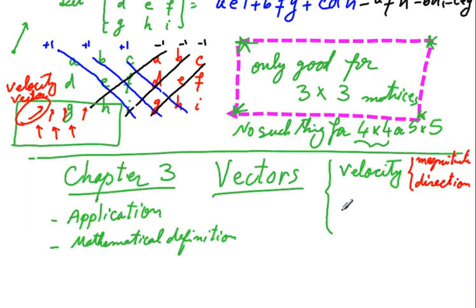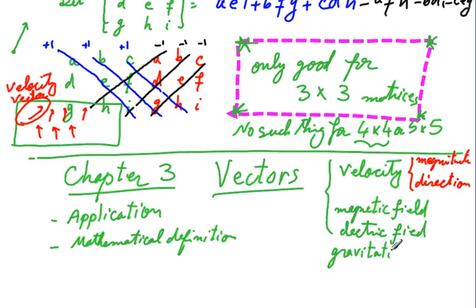Anything else? Yeah, magnetic field, so magnetic flux. So we have magnetic field or electric field. Those are examples of actually vector fields. But similar to them, you have gravitational field. These are really examples of vector fields.